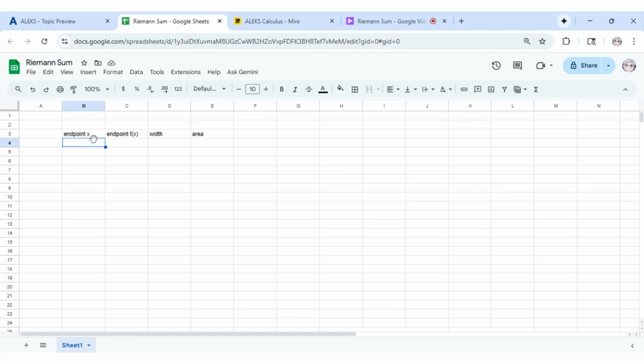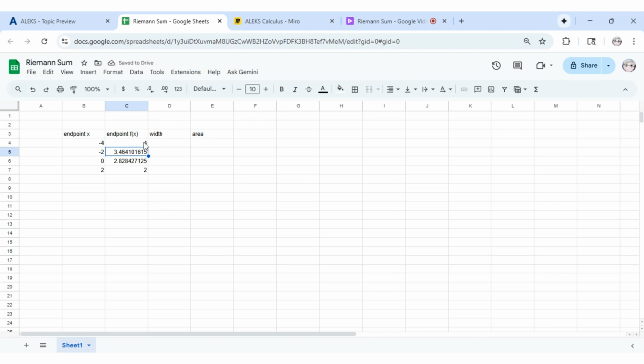So what I want to do is list my endpoints first of all, because that's where I'm going to evaluate the function. That's the x I'm putting in, the f of x. So we start at -4, and then we have -2, and then 0, and then 2. And then the height of the rectangle is going to be our function evaluated at these points. So I'm going to put in an equal sign, and then the square root function is sqrt, and then we've got 8 minus 2 times x. The x is going to be this cell. All right, so we're going to enter that. It's suggesting an autofill. I'm going to accept that, and there it is.